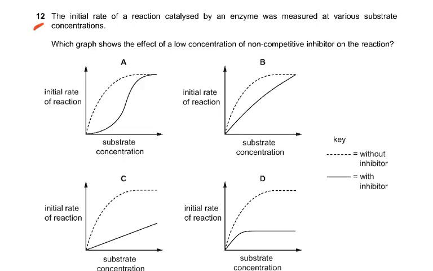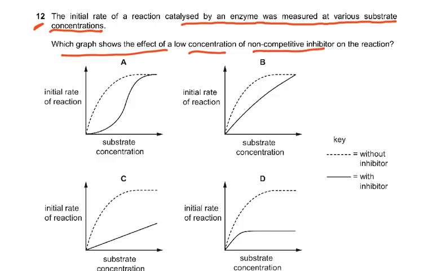Question number 12. The initial rate of reaction catalyzed by an enzyme was measured at various substrate concentrations. Which graph shows the effect of a low concentration of non-competitive inhibitor on the reaction? Now you can see this is without the inhibitor and this is with the inhibitor. So the answer is D. Why? Because with the inhibitor, the rate of reaction has decreased considerably. With a non-competitive inhibitor, it never reaches the Vmax. So it has to decrease. So this is without the inhibitor.